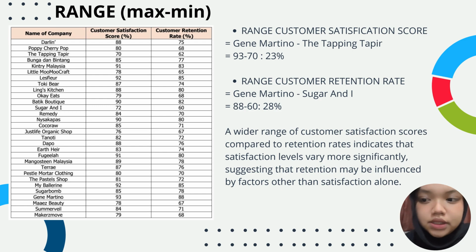For the customer retention rate, the maximum value is Gian Martino, which is 88%, and the minimum value is Sugar and I, which is 60%. So 88% minus 60% equals 28%. For the comparison, a wider range of customer satisfaction scores compared to retention rates indicates that satisfaction levels vary more significantly, suggesting that retention may be influenced by factors other than satisfaction alone.